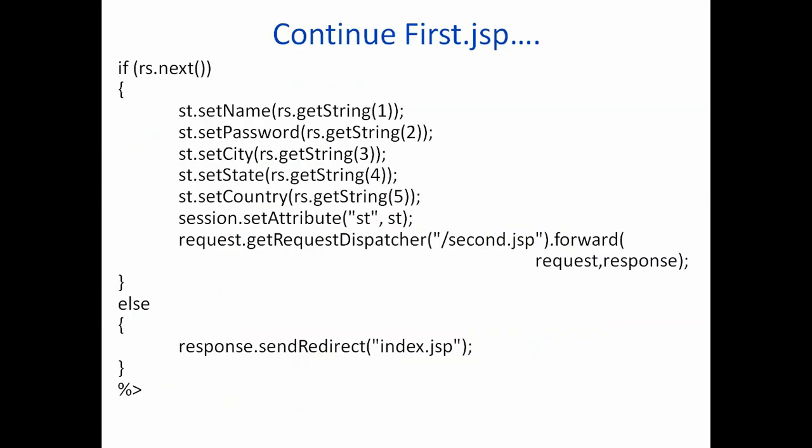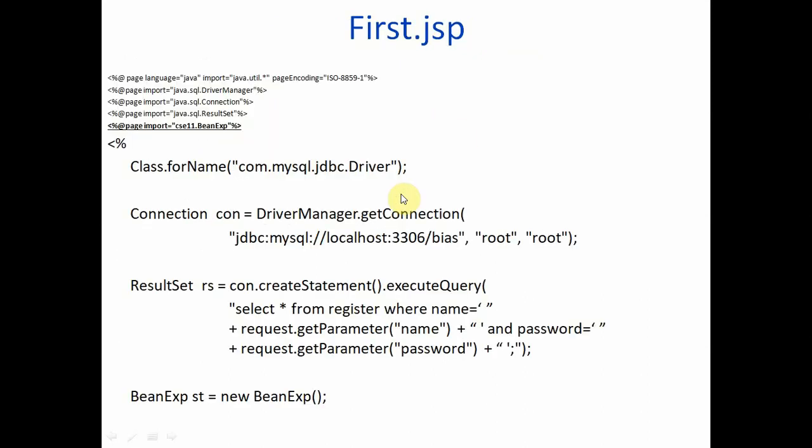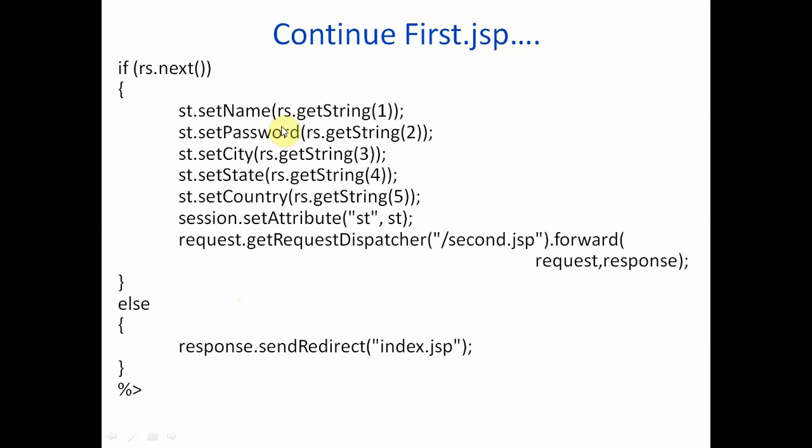Now in the same program, we have written rs.next, meaning we have only one record, and we initialize the setName function of this class. st is the object of BeanExample. We run all five set functions for the five different variables, using rs.getString with 1, 2, 3, 4, 5, collecting all five values from the result set rs and passing them as arguments to setName, setPassword, setCity, setState, and setCountry. Then these two lines are very important.